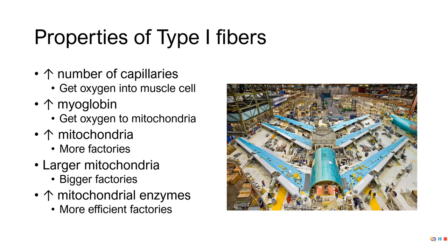Type 2, it's kind of the opposite. And it's not that they have less mitochondrial enzymes, they just have less of the ones that need oxygen or that help with oxygen production of ATP. And so that's how we're going to end week 2.